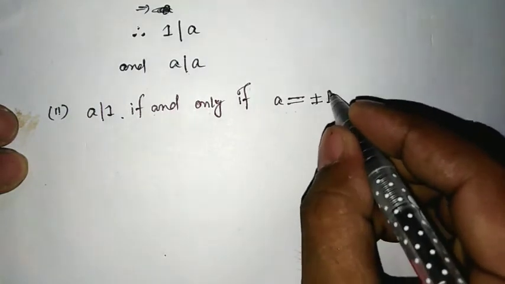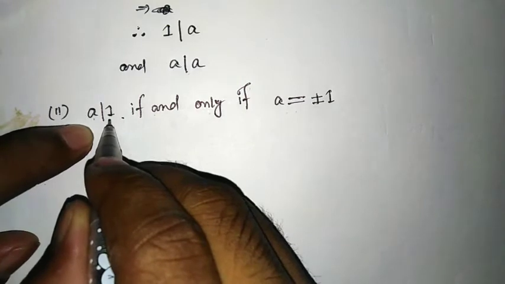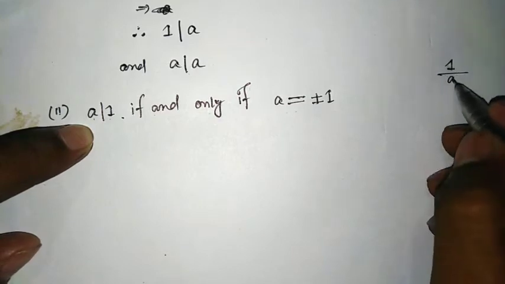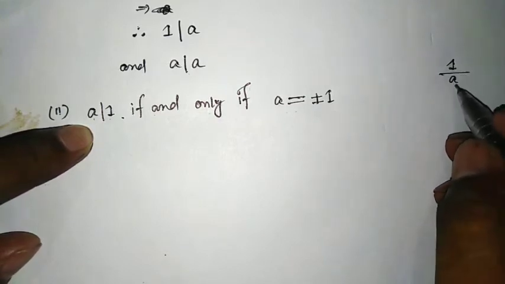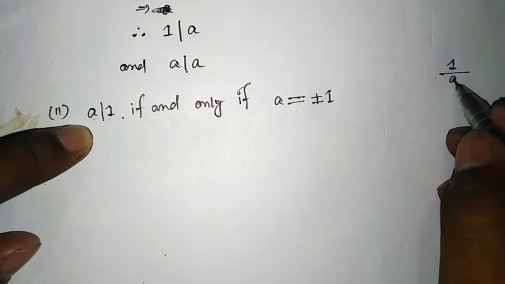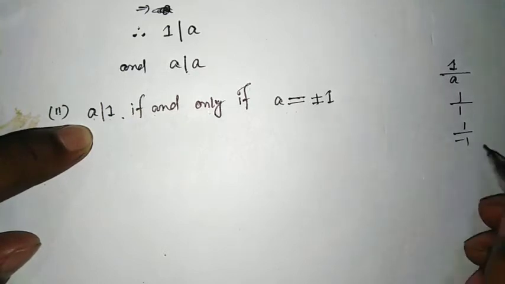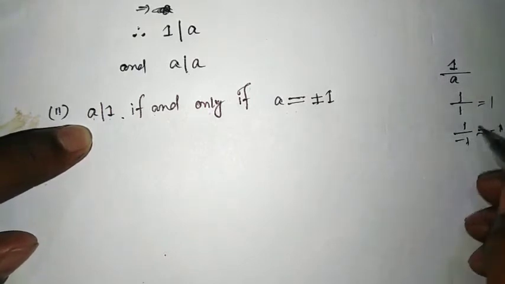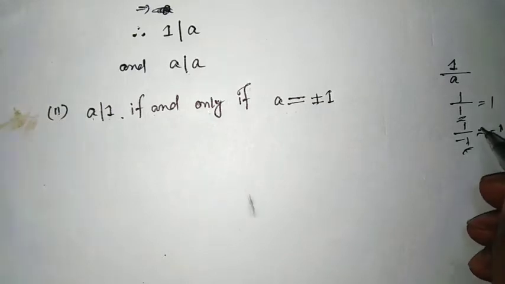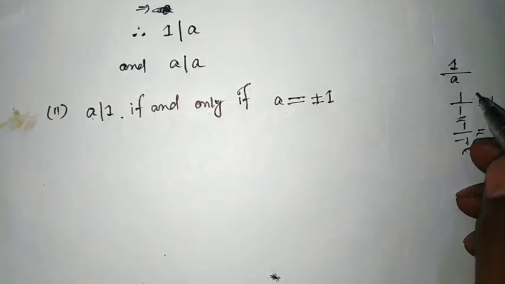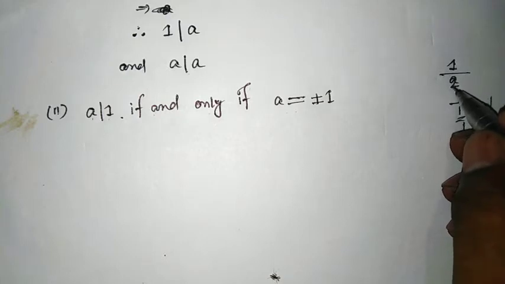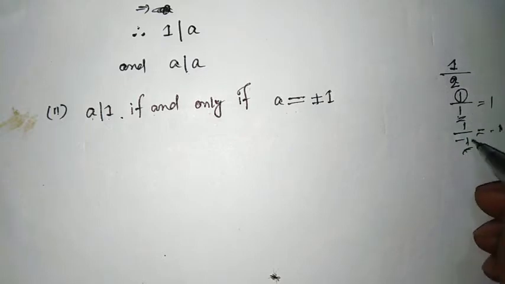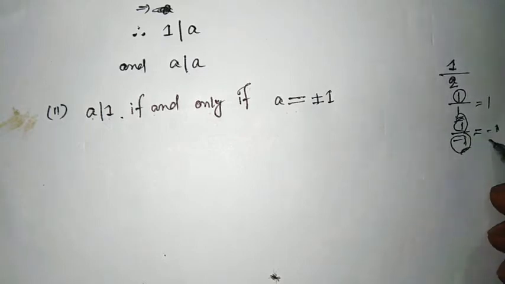This is 1. That means a will divide 1, no? When a will divide 1, if we put the value of a as either 1 or minus 1, because 1 divides 1 one time, and minus 1 divides 1 minus 1 times. Other than these two values of a, it is not true, because if we put a is equal to 2, then it will not completely divide 1, but 1 is completely dividing 1 and minus 1 is also completely dividing 1.